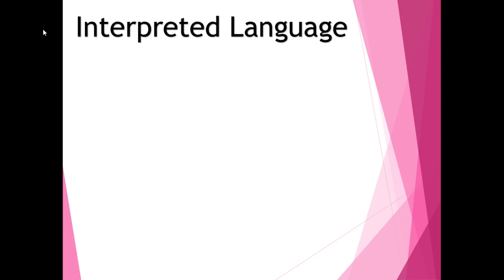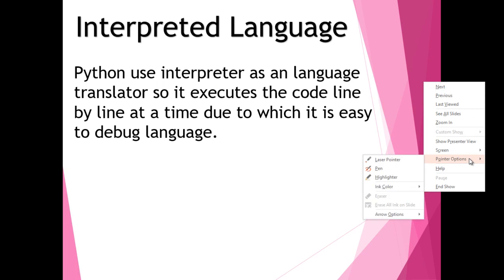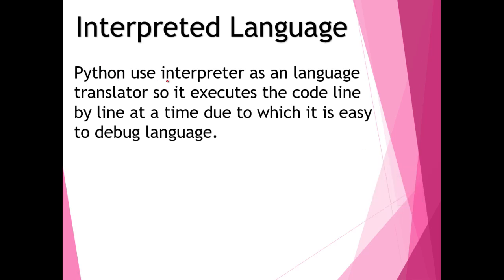First one is the interpreted language. Let me give you a small introduction about this feature, that Python uses an interpreter. It is written that Python uses an interpreter as a language translator, right? So Python uses an interpreter, and that interpreter is nothing else but a language translator. It executes the code line by line at a time, due to which it is an easy to debug language.